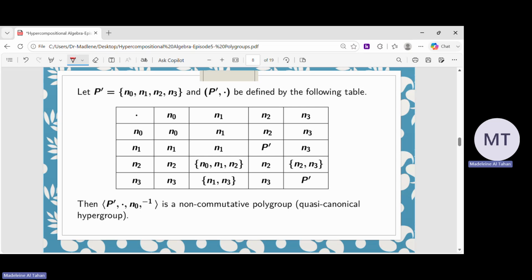But if you look at this example, I will leave it for you to pause the video and try to find the identity and the inverse of each element. You will find that this one is not symmetric. Simply, n2 times n1 is not the same as n1 times n2. So it's a non-commutative polygroup, and in the literature, we have it as a quasi-canonical hypergroup.